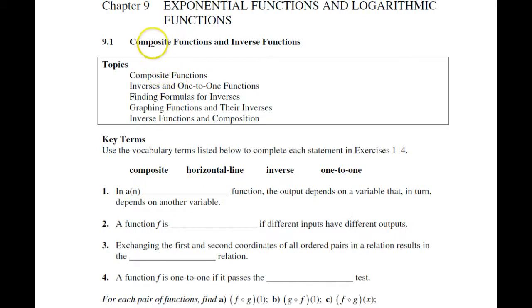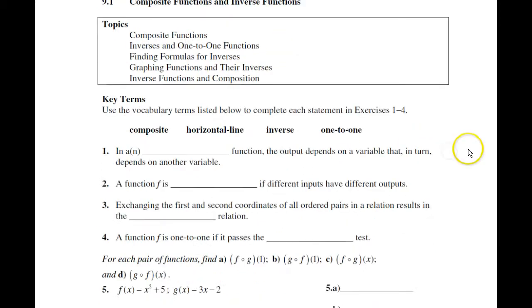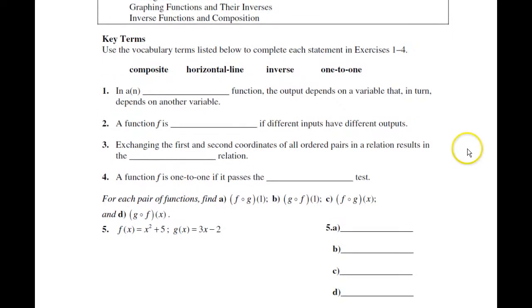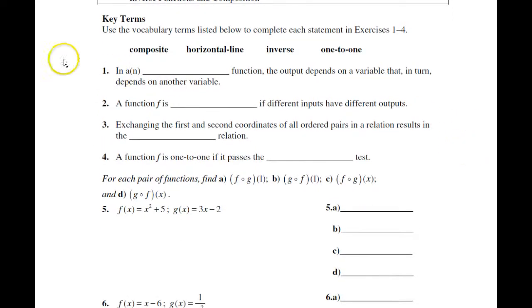Okay, going on to the additional exercises of Chapter 9, Section 1, Composite Functions and Inverse Functions. And we'll be going through these topics. So as we look at our vocabulary here: composite, horizontal line, inverse, one-to-one.